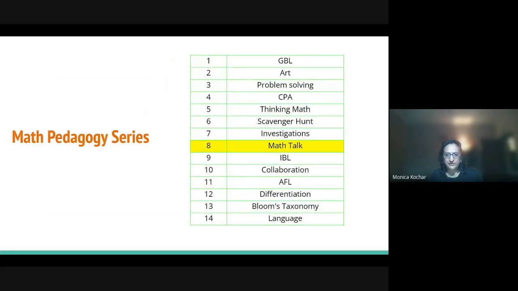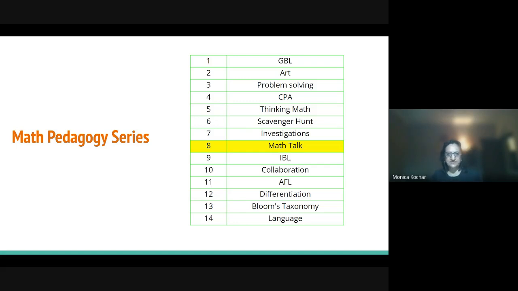I believe that maths classes require a very specific set of pedagogies or teaching strategies, which every teacher should know, like a toolbox: these are the things I know and I can use in the class. My sessions are every Saturday, as far as possible, 14 sessions in all. This is the 9th session, which is Math Talk. After that, I will move to inquiry-based learning, collaboration, assessment, differentiation, Bloom's taxonomy, and then language integration with math. That is going to be the final session of this series.